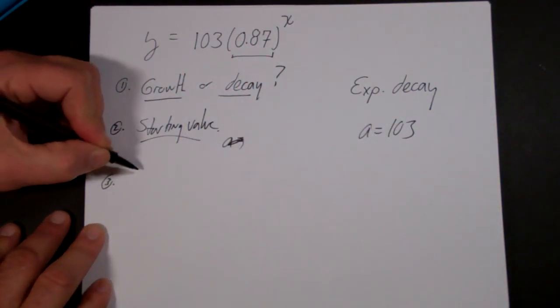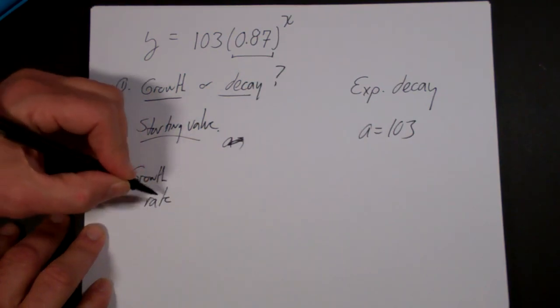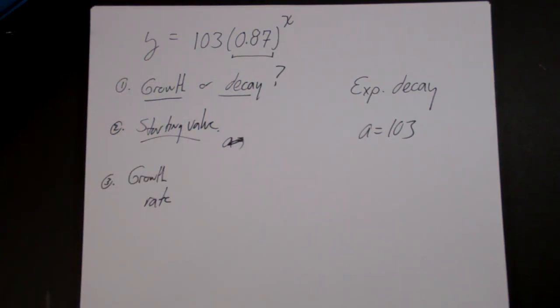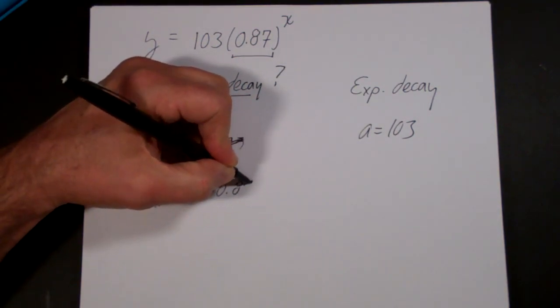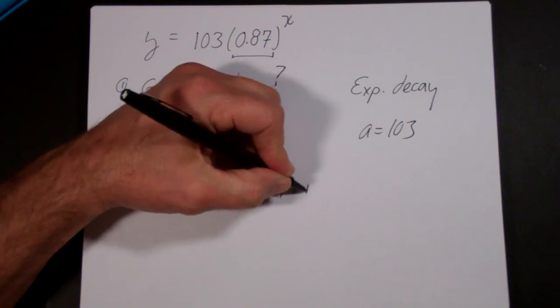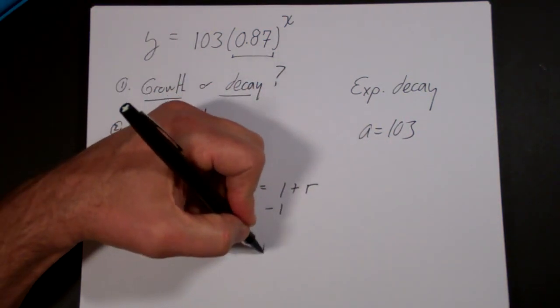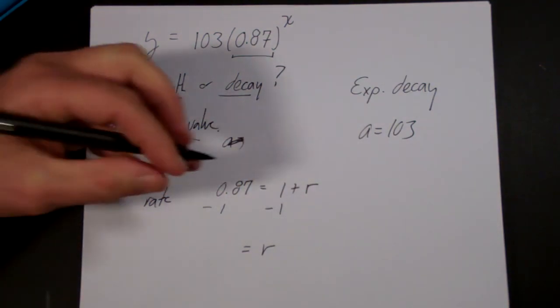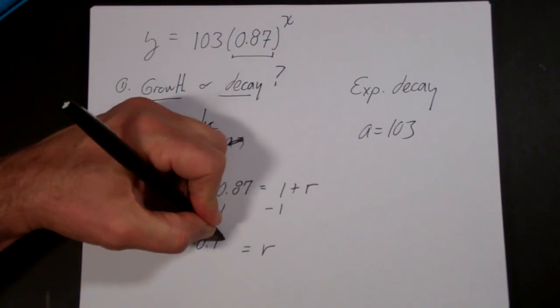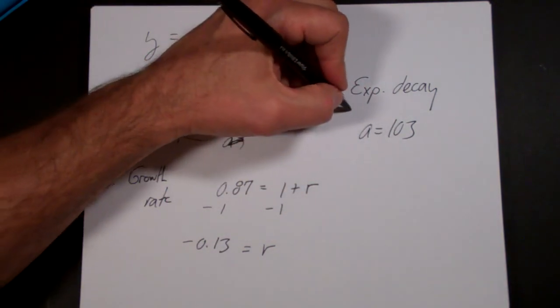And the third thing is what's the growth rate? Let's see, to find the growth rate you take 0.87. That's equal to 1 plus r, right? But we want r, so we subtract 1 from both sides. We could just do it on a calculator real quick. Minus 0.13.